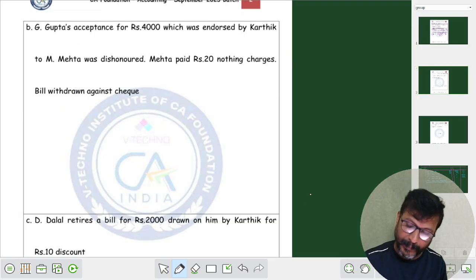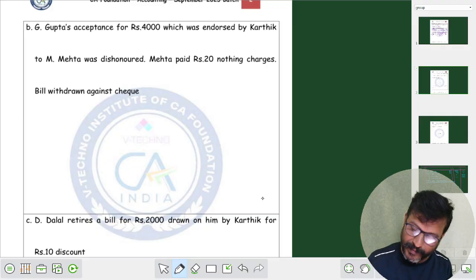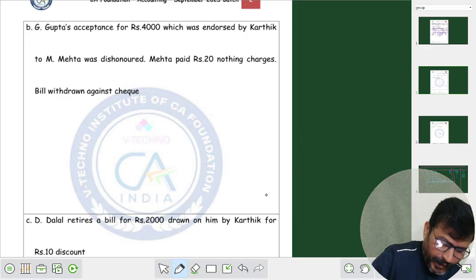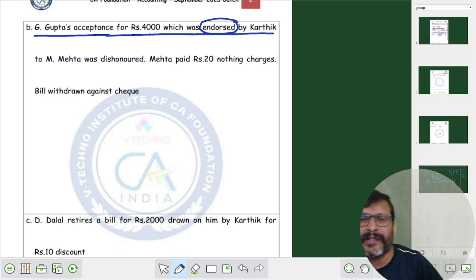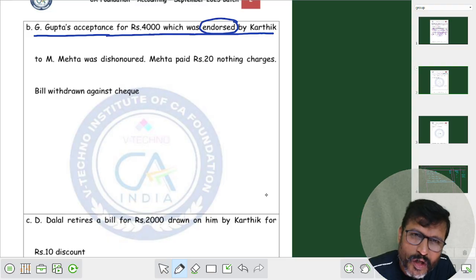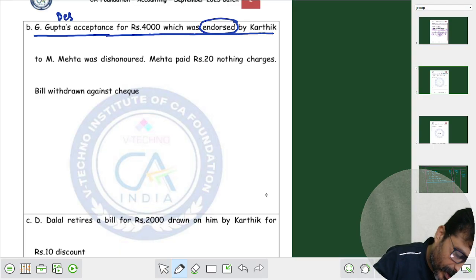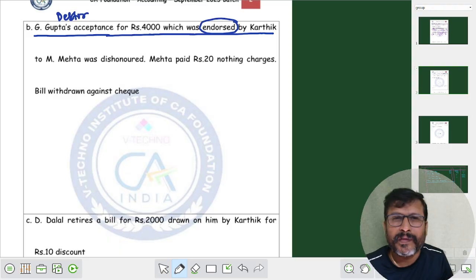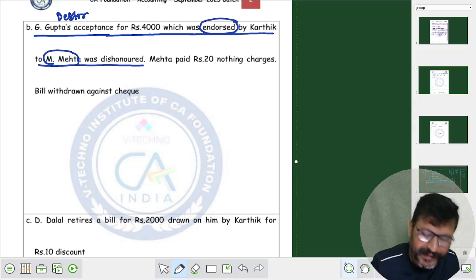See what happened in the B point. Have careful concentration. Be careful. B. Gupta's acceptance for 4000 which was endorsed by Karthik. See my dear students, when Karthik is endorsing the bill, now this Gupta will be the debtor. To whom is it endorsed? Endorsed to Mehta. Was dishonored.